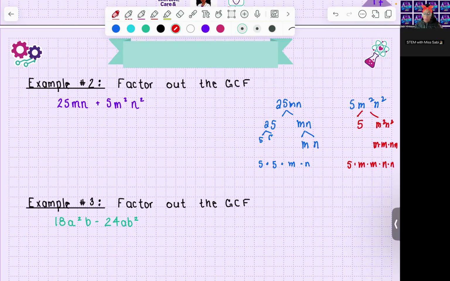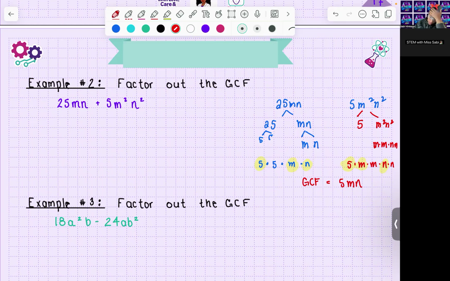So what do they have in common? Let's look. Well, the greatest thing they have in common: they both have one 5. They both have in common one m and one n. Okay, so the greatest common factor, the GCF, is 5mn.